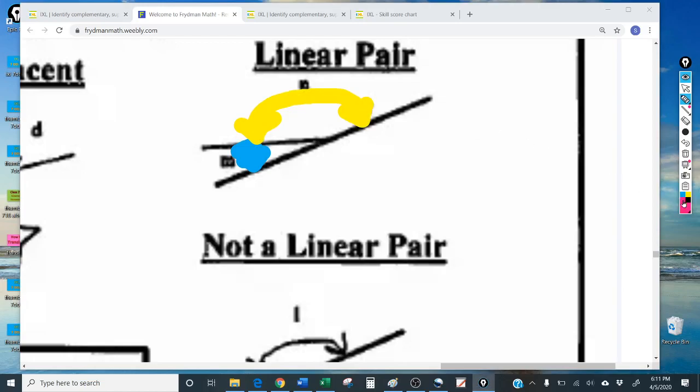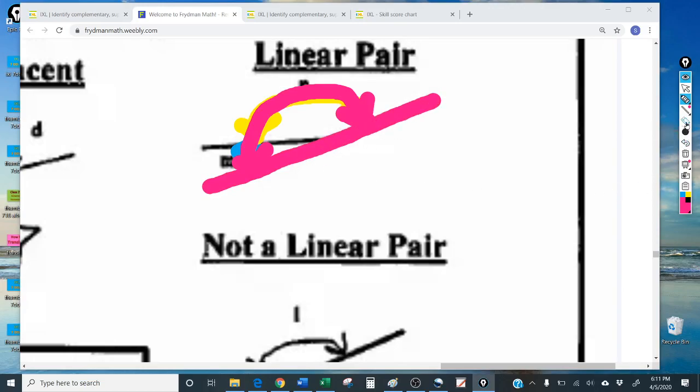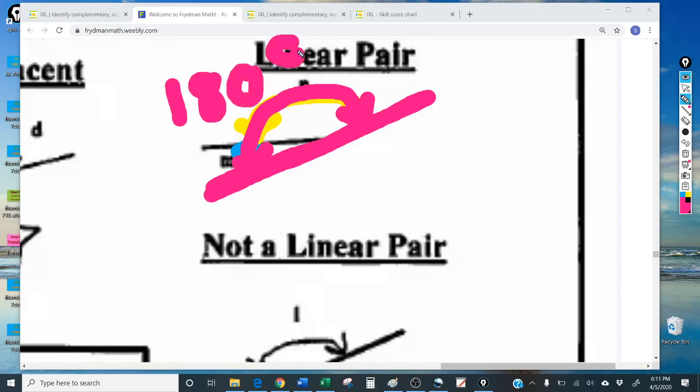So if we start with angle M and then go all the way through angle N, then we're going from here all the way to here, and we just made a straight line, right? So in other words, we started here, and then we took this line all the way to the other side over there, and we have a straight line. And the angle measure of a straight line is 180 degrees. Okay, so linear pairs are adjacent angles, angles that are next to each other, that also make a straight line together.